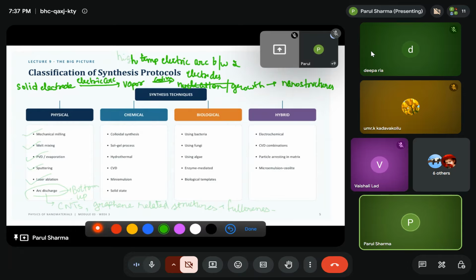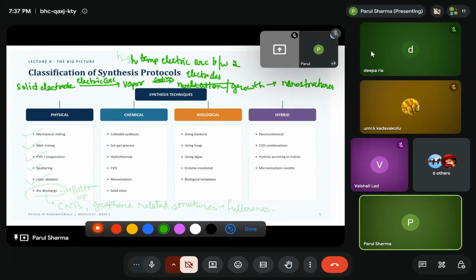So what is the basic principle? In this setup, we will have the two electrodes, anode and cathode. The electrodes are placed very close to each other inside a controlled atmosphere. We are using an inert gas like helium or argon. Then a potential difference is applied between them. When the electrodes are brought sufficiently close, the gas between them becomes ionized and an electric arc will form.